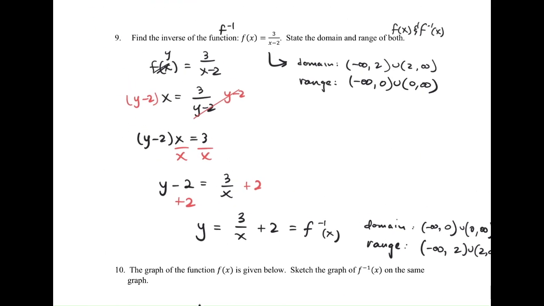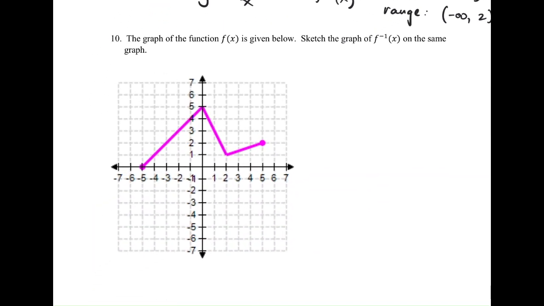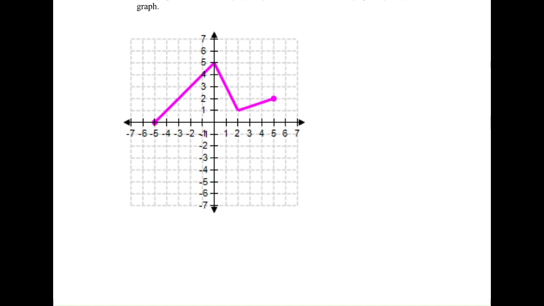And that's from section 2.8, by the way. Number 10 rather, also from section 2.8. The suggestion was to make a table of values, because when you graph an inverse, all you're doing is switching x and y values. So if we have a table of values for the original function f, I'm just going to locate these points there. So we have negative 5, 0, 0, 5, 2, 1, and 5, 2.